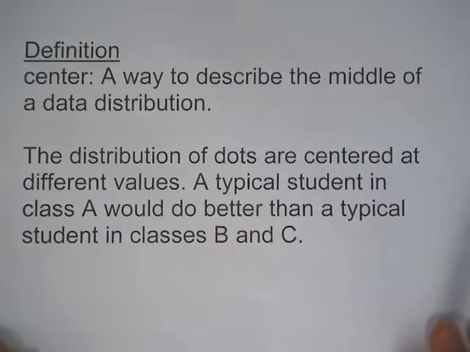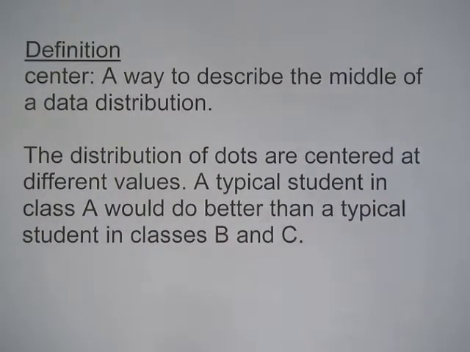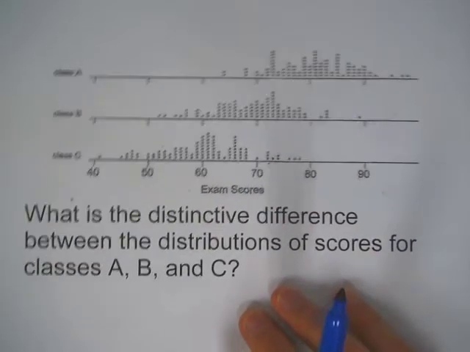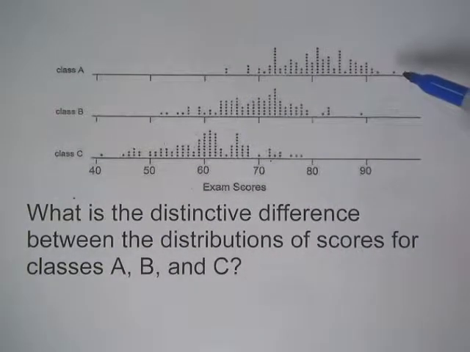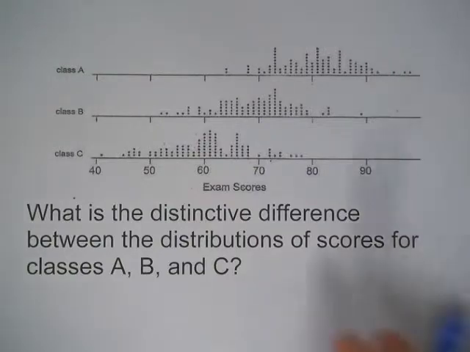So this word center is a way to describe the middle of the data distribution. The distributions of dots are centered at different values. A typical student in Class A would do better than a typical student in classes B or C. If you had a child in one of these classes, I would certainly want my child to be in Class A rather than Class C.